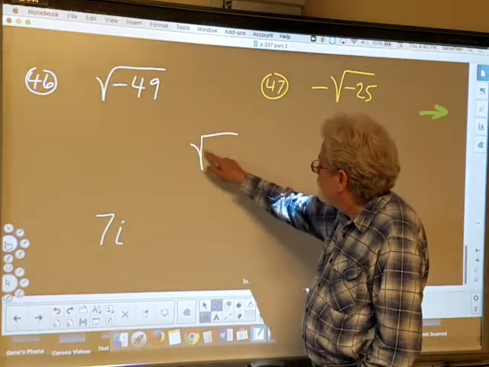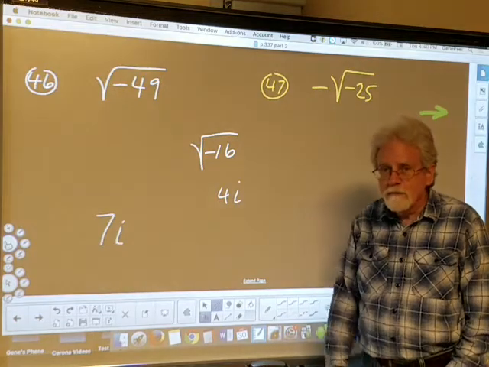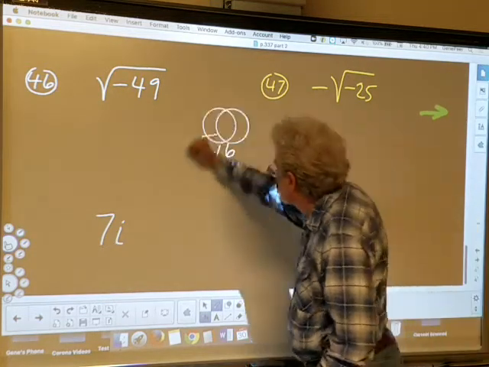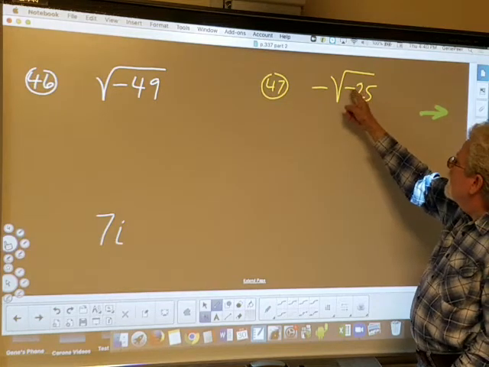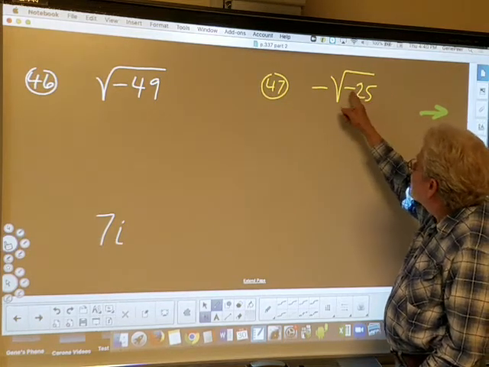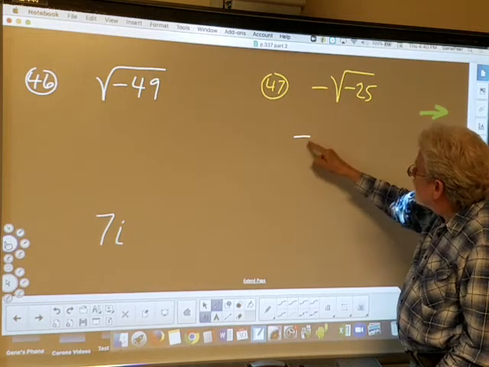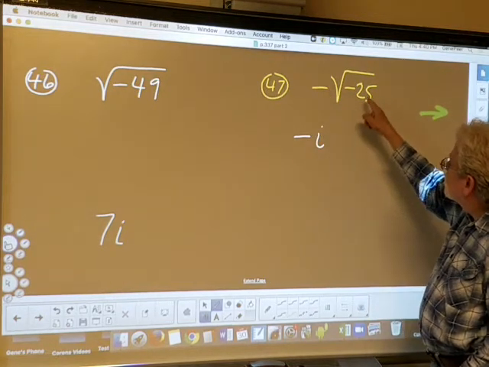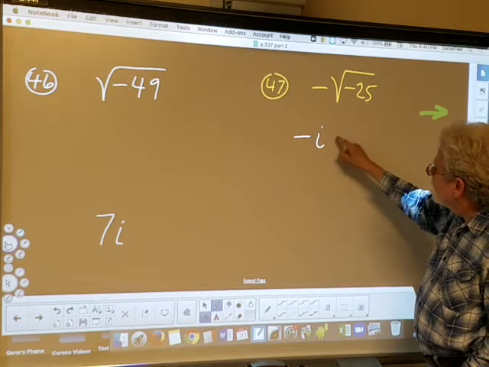What's the square root of negative 16? 4i. Yes, it's that easy. With this guy, the i pops out, the negative pops out, becomes an i. Don't worry about that negative sign, it just becomes negative i. And square root of 25 is 5. So it's going to be times 5.